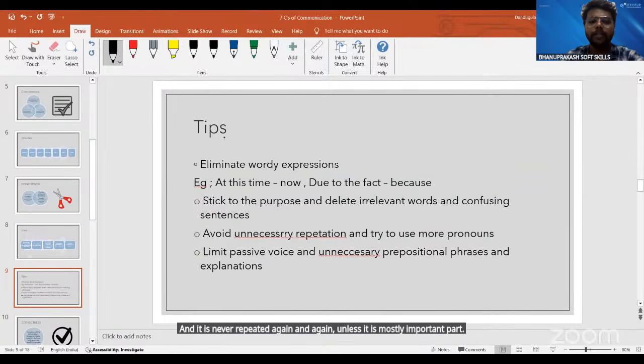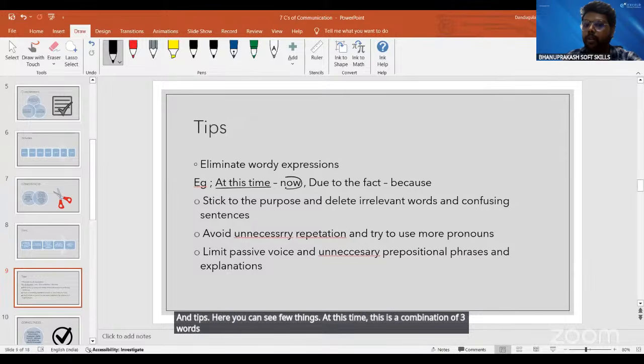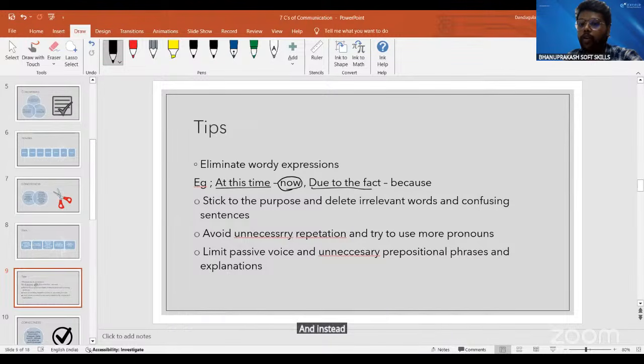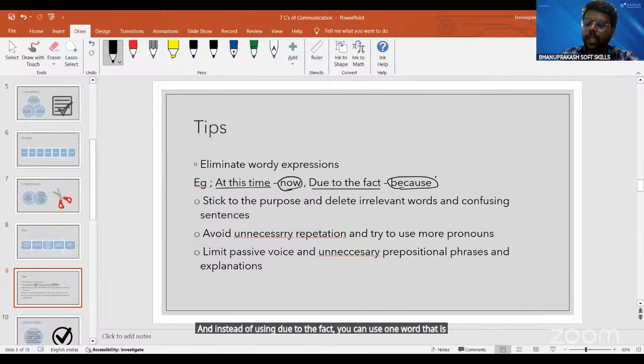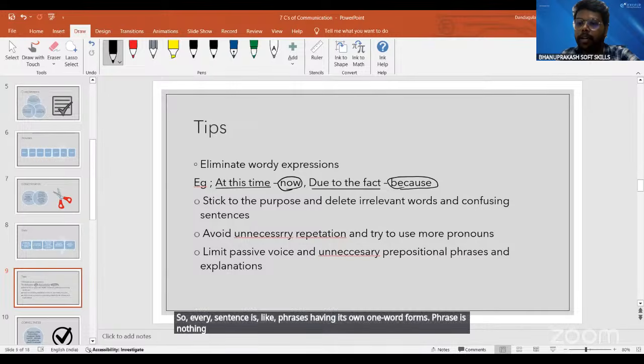And tips. Here you can see a few things. "At this time" is a combination of 3 words. Instead, you can use one word, that is "now". And instead of using "due to the fact", you can use one word, that is "because". So every phrase has its own one-word form. A phrase is nothing but more than one word, a combination of 2 to 3 words giving a separate meaning.